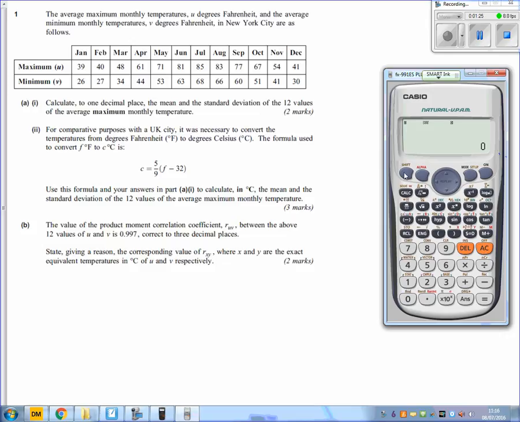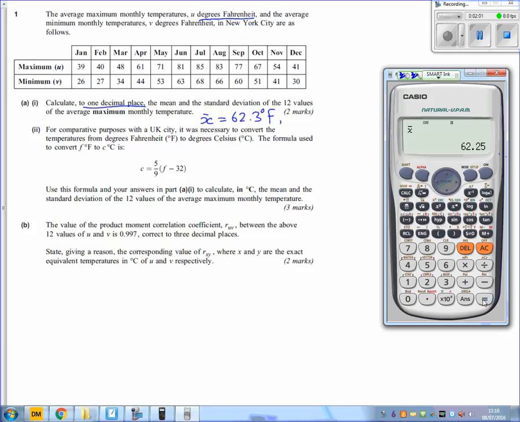So Shift and 1 for the stat menu. I'm going to choose 4 because we want something about the variance. So number 2 for X bar. X bar is our mean. So the mean of our data we've got is 62.25. So just put that up here, X bar. And it asks to give our answer to one decimal place. So that's going to be 62.3. And we need to check our units. So we've got degrees Fahrenheit.